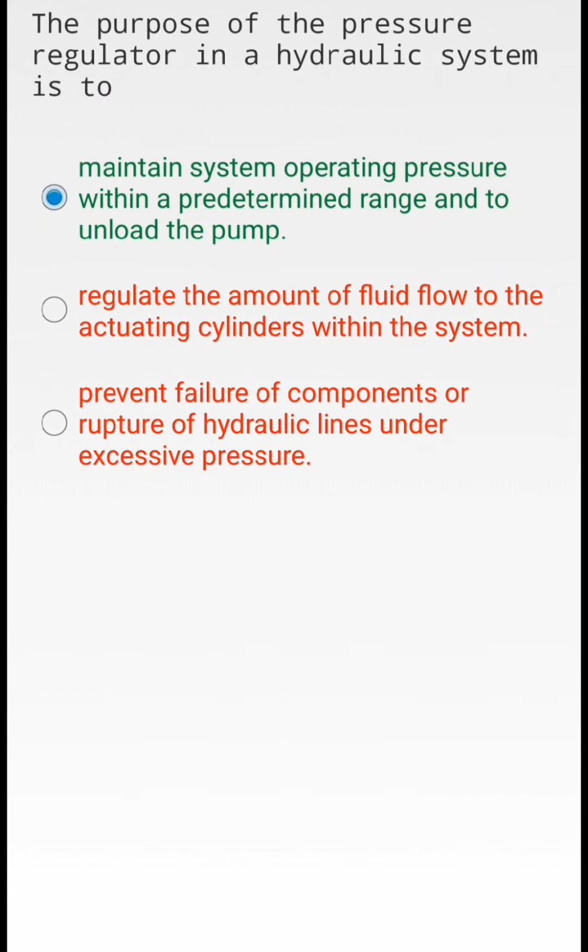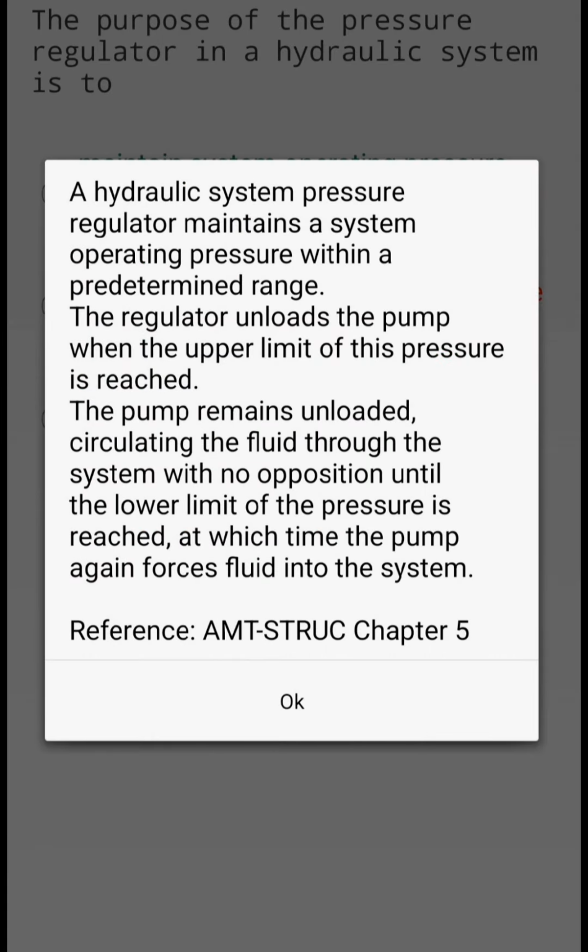The purpose of the pressure regulator in a hydraulic system is to maintain system operating pressure within a predetermined range and to unload the pump. A hydraulic system pressure regulator maintains a system operating pressure within a predetermined range. The regulator unloads the pump when the upper limit of this pressure is reached. The pump remains unloaded, circulating the fluid through the system with no opposition until the lower limit of the pressure is reached, at which time the pump again forces fluid into the system.